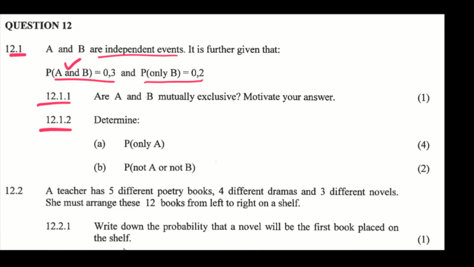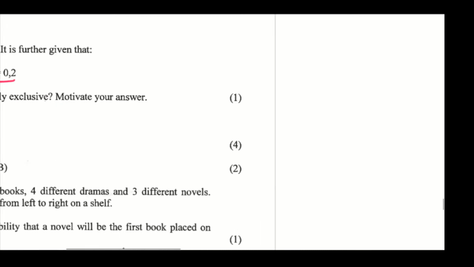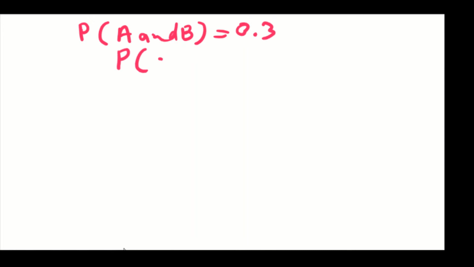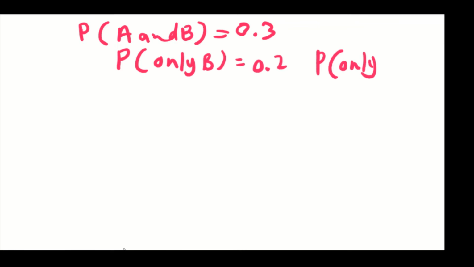12.1.2 says that we must determine the probability of only A, right? So we're going to use the information that we are given here to find the probability of only A. So for us to do that, let's first write the probability of A and B is equal to 0.3. Probability of only B is equal to 0.2. So we want the probability of only A. That's what we're looking for.